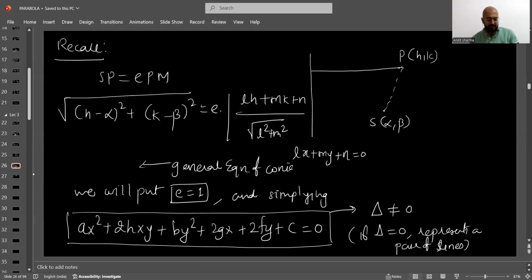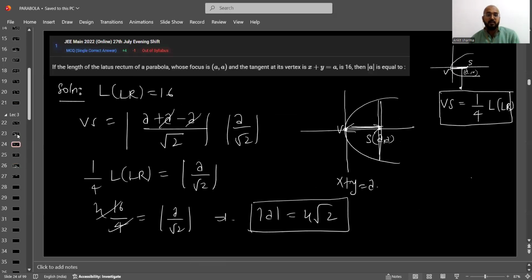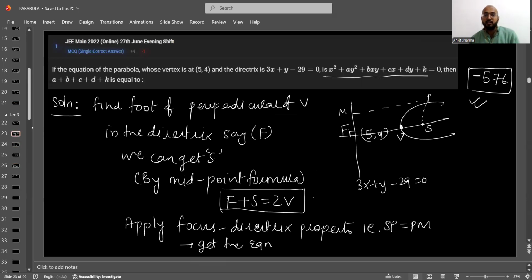Most of the students I have seen think that y² equal to something, only one side should be quadratic and one side should be a line. That's not true, because a parabola can be rotated. In that case we are going to have equations like this, which we have already found. In fact, if you remember that minus 576 question, this was the general equation we obtained.